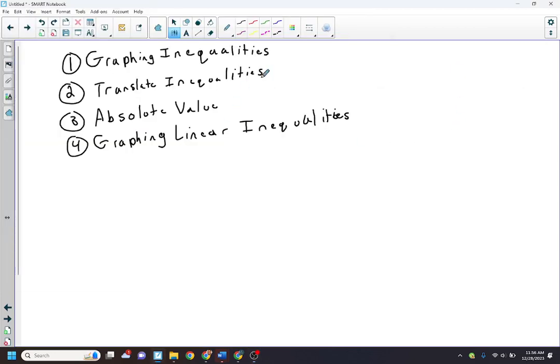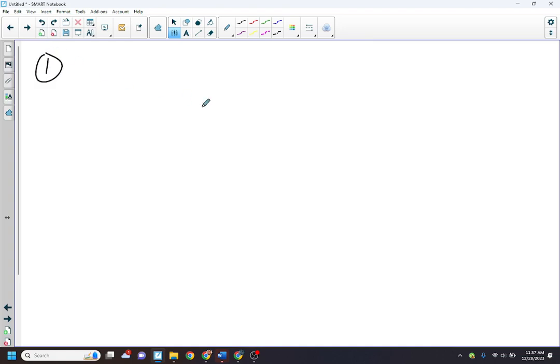All right. So right here, I listed the 4, I would say, big ideas of this test, okay? Let's talk about the first big idea, which is graphing inequalities. So when you graph inequalities, x is greater than or equal to 3.